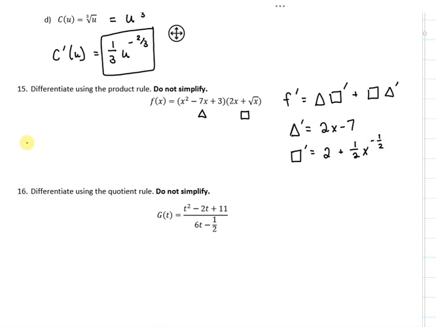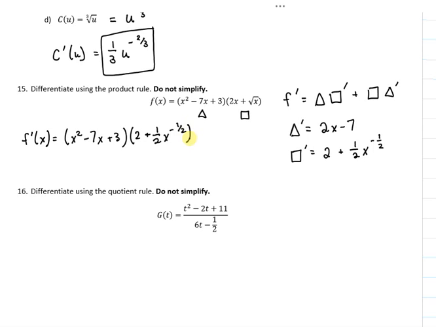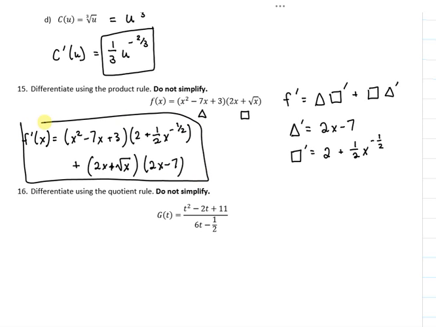That's just scratch work. So my f prime of x is the first guy, x squared minus 7x plus 3, times the derivative of the second guy. So that's 2 plus 1/2 x to the negative 1/2 plus, sorry I ran out of space here, I'll try to put more space on the real exam. The second guy, 2x plus root x, times the derivative of the first guy, which is 2x minus 7. The directions said don't simplify, so I'm not going to go any further at all.